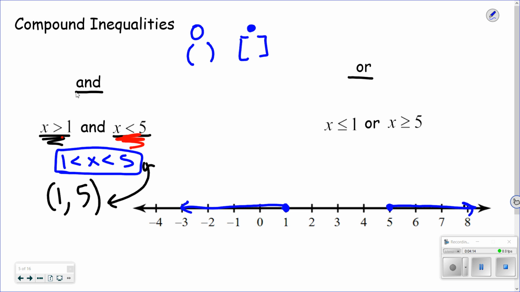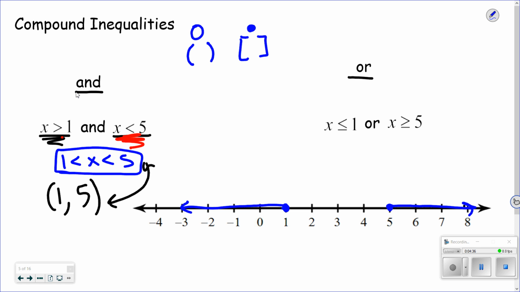If this were an AND problem, then there would be no solution because AND it has to be true for both. And there are no numbers that are less than 1 and also greater than 5. But for an OR, it's okay. We just include them both. So I'm happy with the numbers from 1 to negative infinity. I'm happy with numbers from 5 and going to the right. I'm happy with both of them.